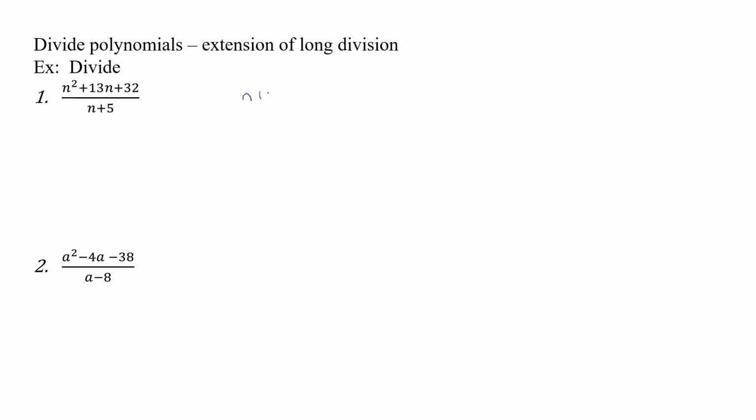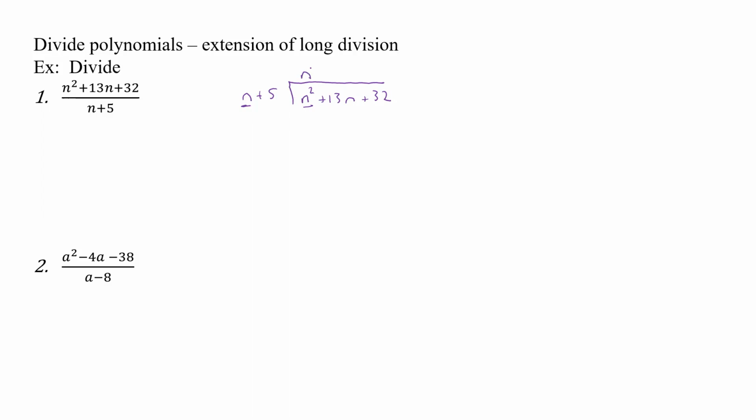So now we have n plus 5 out front, and then we have n squared plus 13n plus 32. And now what we do is we look at the first term here, whatever is the first term, in the case of this, the trinomial. Eventually it's going to get down to binomials as we subtract and add. So what do we have to multiply n by to get n squared? Well, what we multiply n by to get n squared is n.